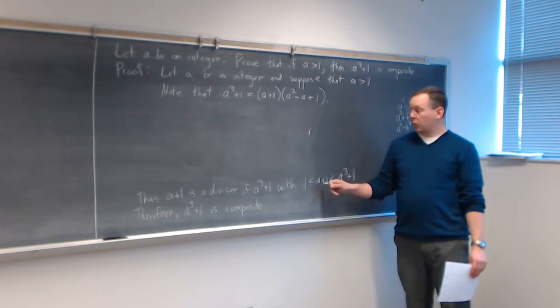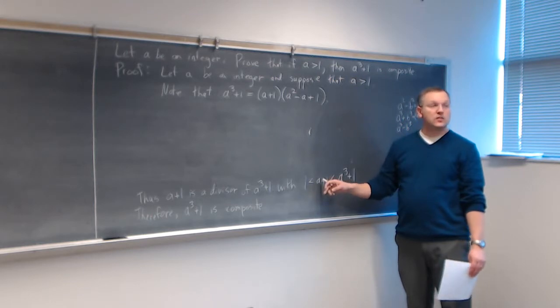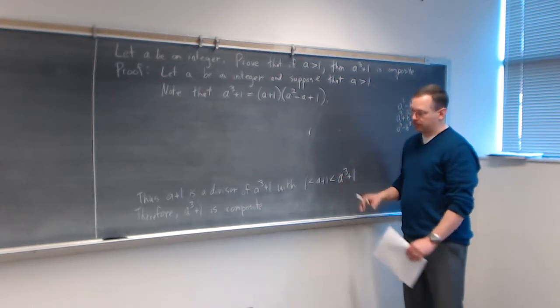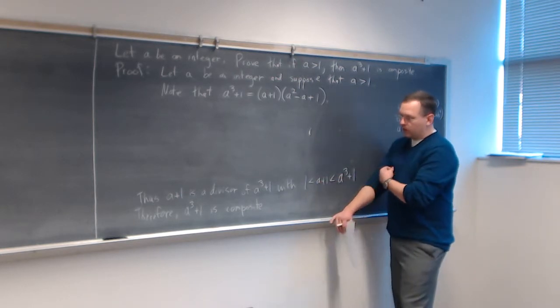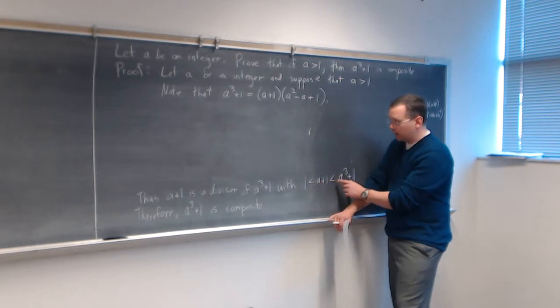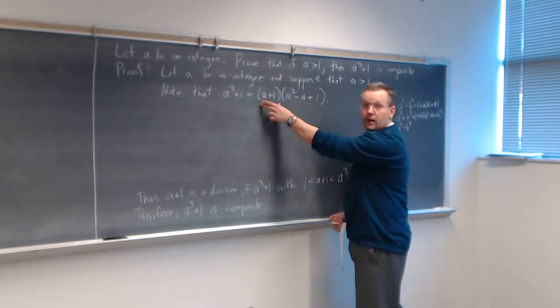It's here at the end. We're trying to show that a plus 1 is a divisor, but not any divisor. It's a divisor that's greater than 1 and less than a cubed plus 1. So if you have this in mind, you already have a factor, or a divisor, of a cubed plus 1. Okay, we have a divisor now.